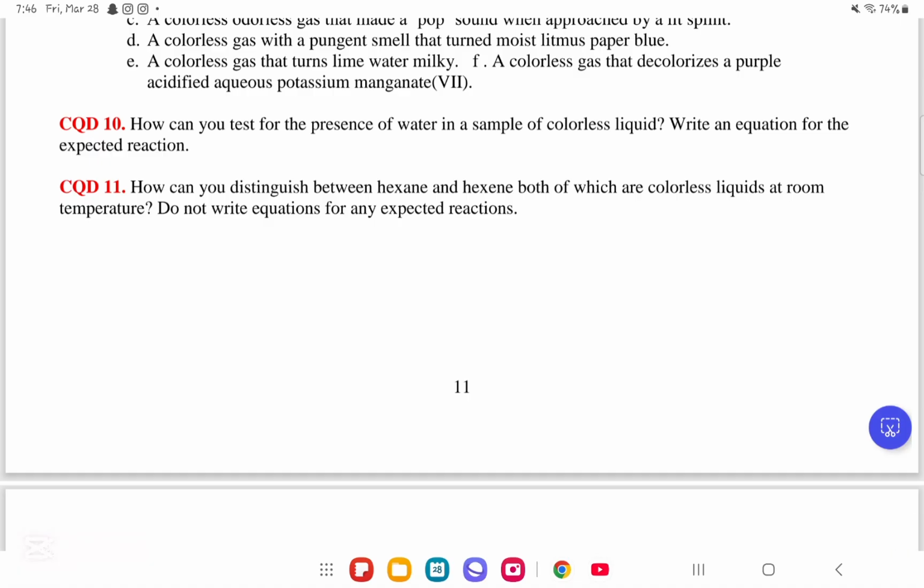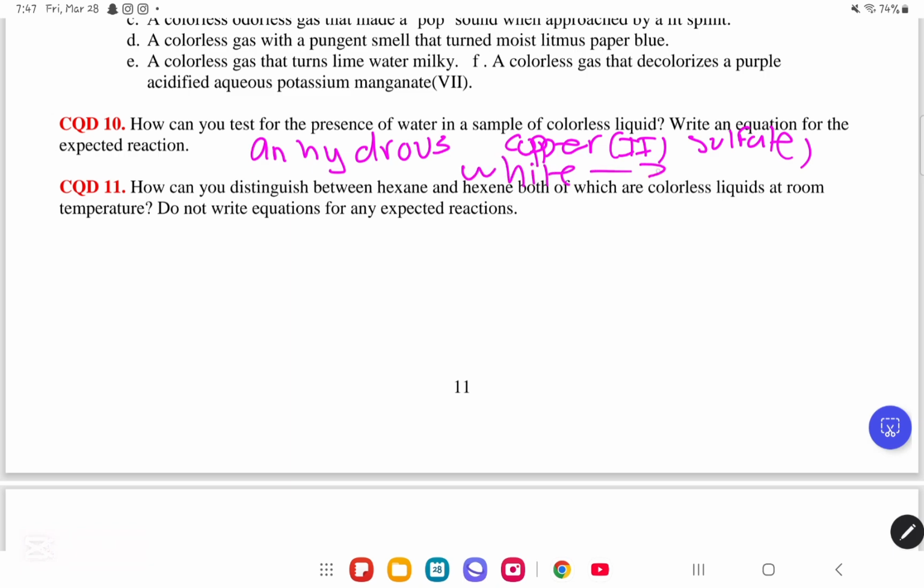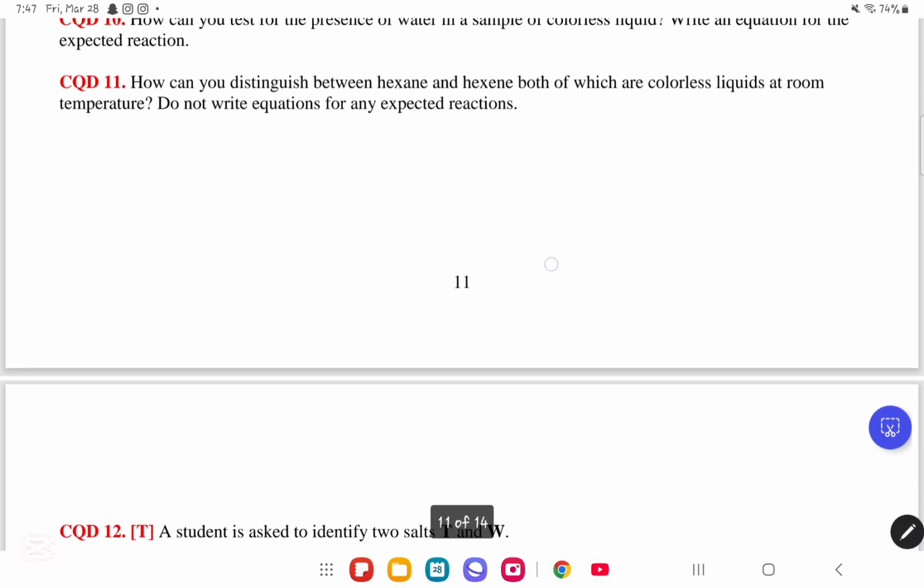You could add, for example, anhydrous copper sulfate. When you add the copper sulfate, it will turn from white to blue, and just like that, you know there is the presence of water. Or you could also use the anhydrous cobalt chloride, and it will turn from blue to pink. Okay, that is it for CQD number 10.